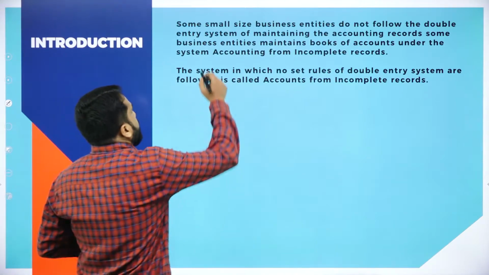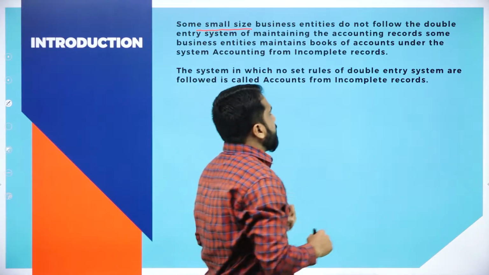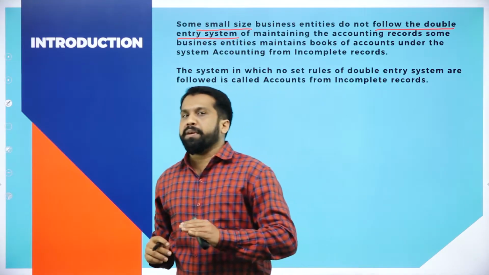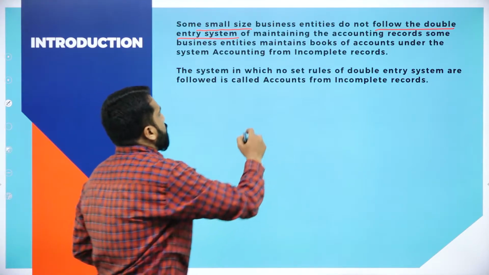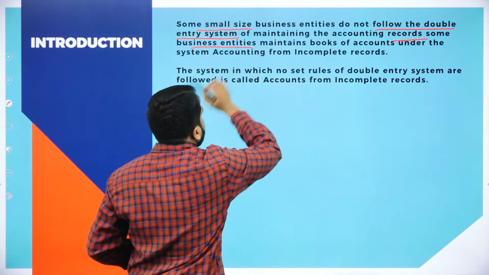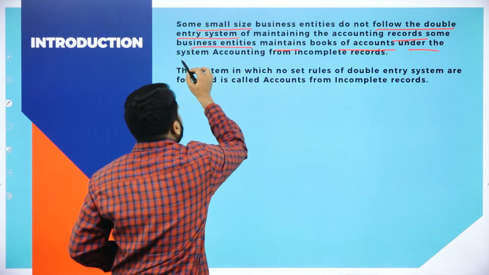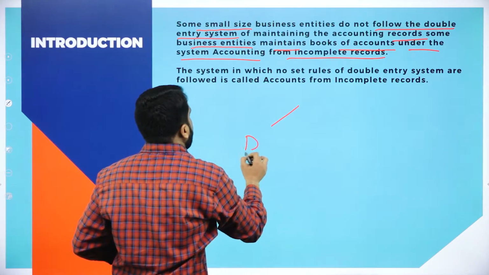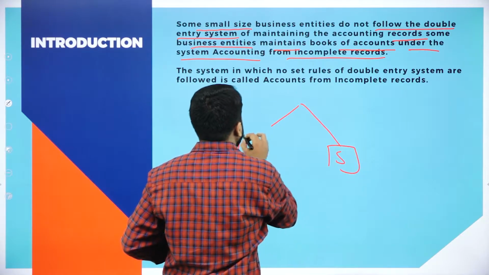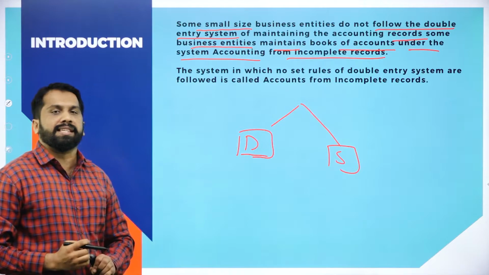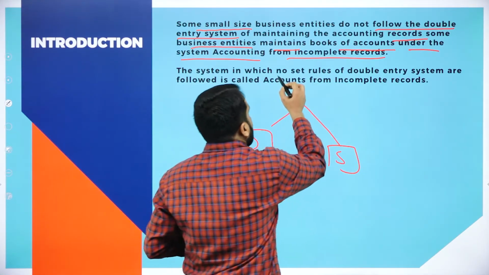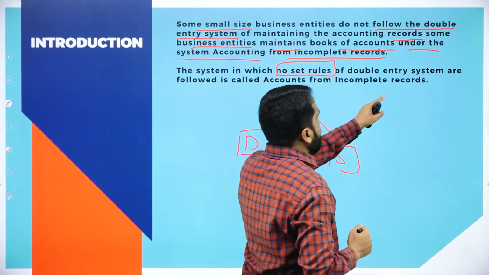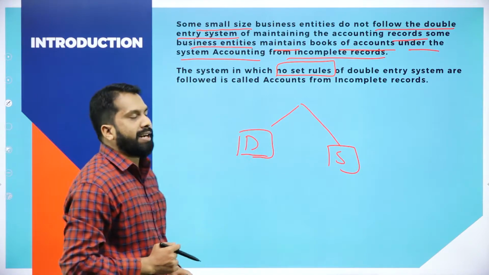Now, some small size business entities do not follow the double entry system. If it is small petty shops, they will not maintain the double entry system of maintaining accounting records. Some business entities maintain books of accounts under the system of accounting from incomplete records. There are two types as I told you: one is double entry system, the other is single entry system. The system in which the rules of double entry system are not followed is called accounts from incomplete records.